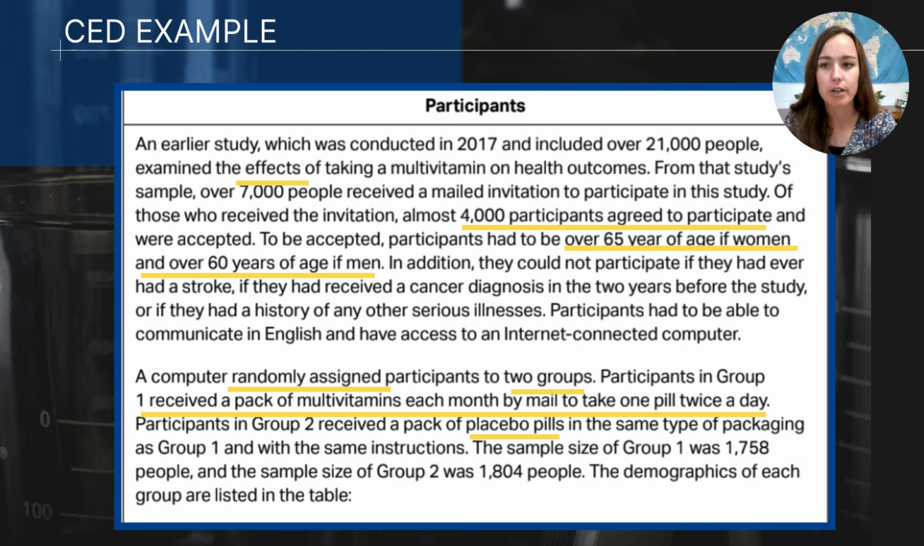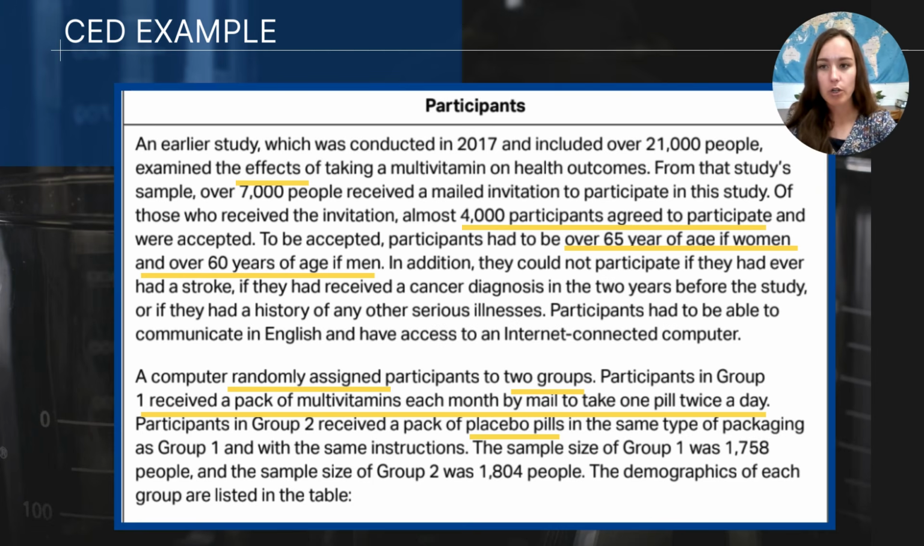It's not entirely clear though, but it says of those who received the invitation, almost 4,000 participants agreed to participate and were accepted. So this study included almost 4,000 people. And this will be our sample that we're going to be looking at. To be accepted, participants had to be over 65 years of age if they were women and over 60 years of age if they were men. And so I noticed in the beginning it said we're looking at cognitive decline later in life. So they're drawing their sample of people who are in this particular age group later in their life.